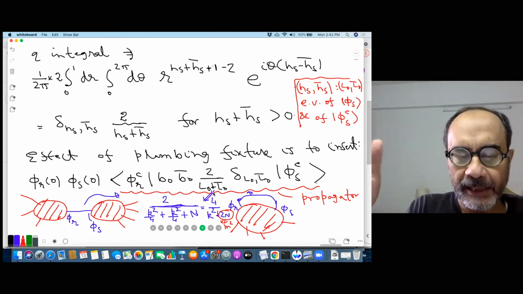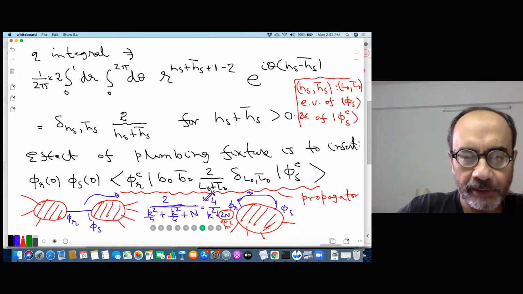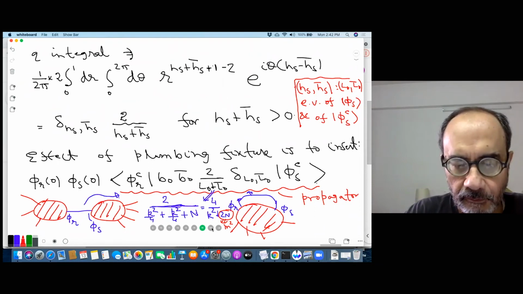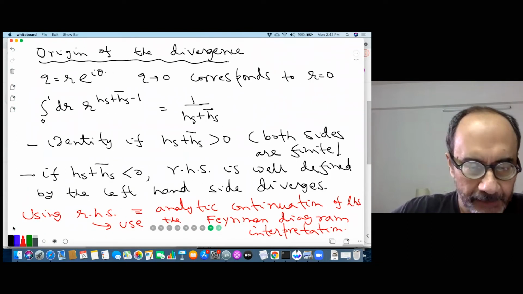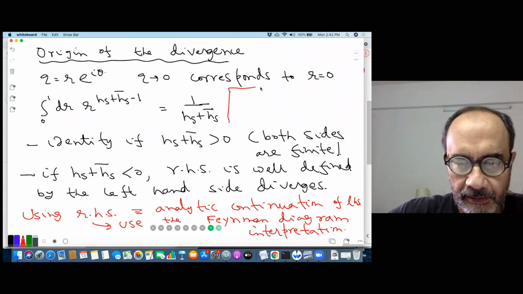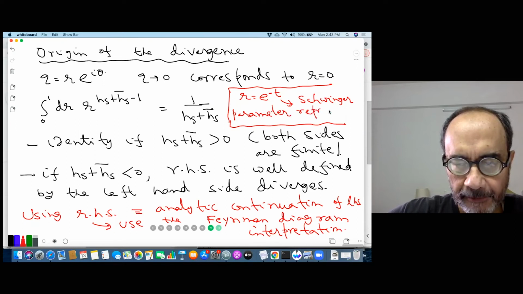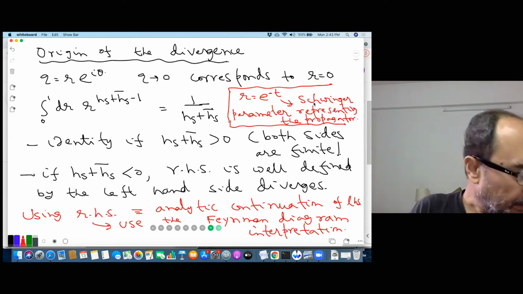It just so happens that if we re-express this 1 over L0 plus L0 bar as an integral, that's the Schwinger parametrization, then you run into apparent divergence whenever L0 plus L0 bar is negative. Since there is this question of Schwinger parametrization, let me write down the precise relation. If we write r as e to the minus t, then this t becomes the Schwinger parameter of the propagator, up to a normalization. Are there questions?